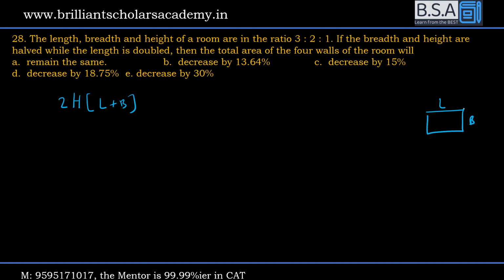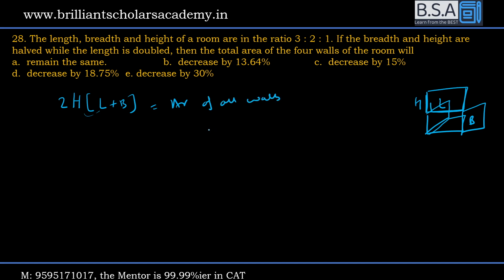Now, when I create a wall with a height h, can I say this area will be h into L? This area here will be h into B. This area here will again be h into B, and this will be h into L. So h into L is available twice and h into B is available twice. Can I say this is the area of all walls?